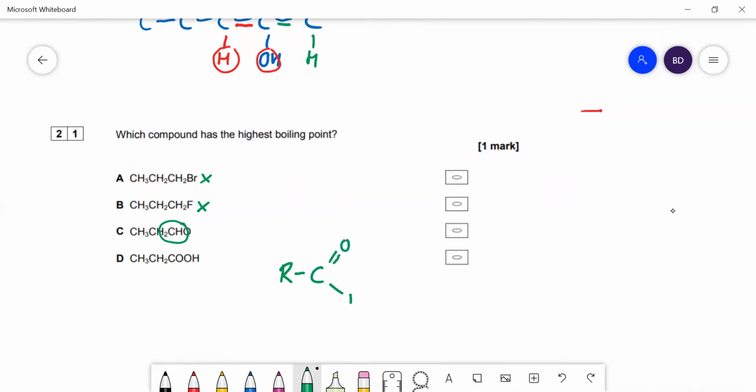Well, they can't because this hydrogen is not attached to an oxygen. It's attached to the carbon, so it's not sufficiently delta positive enough. Carboxylic acids, can they form H bonds? They can, because they've got a hydrogen which is attached to an oxygen that is sufficiently delta positive there, and of course you've got the lone pairs on the oxygen. So that one there, you can get H bonds, so that's going to have the highest boiling point.